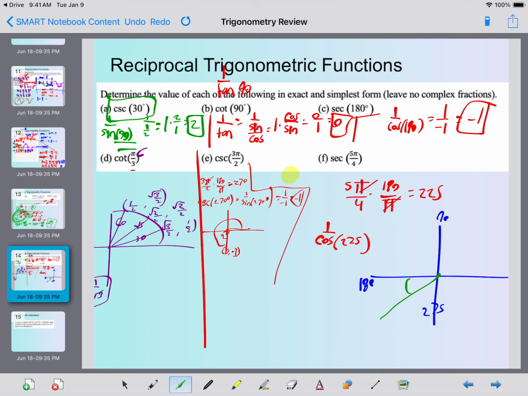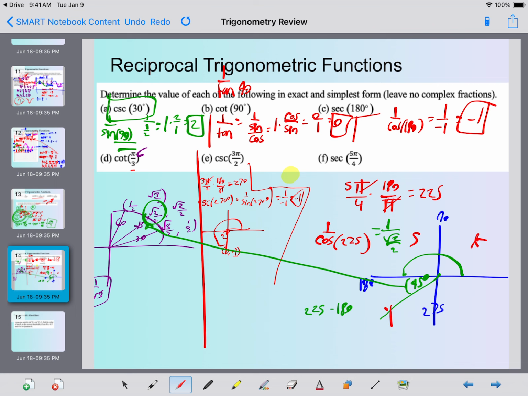So this angle here we said was 225, so the bigger angle is 225. The smaller angle here that we want to get rid of is 180. So you're going to do 225 minus 180. You get 45. So the reference angle is 45 degrees. Don't we have that memorized? What's cosine of 45 degrees? It's the x value. Radical 2 over 2. So 1 over radical 2 over 2.